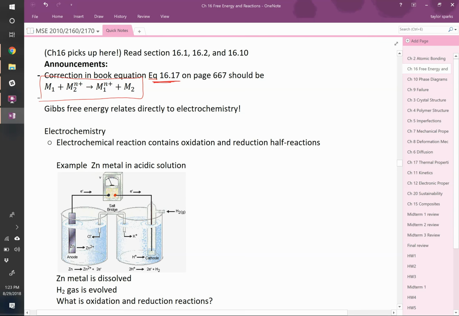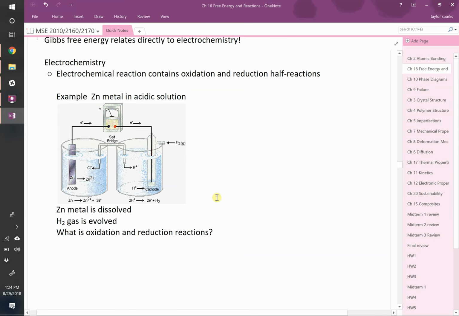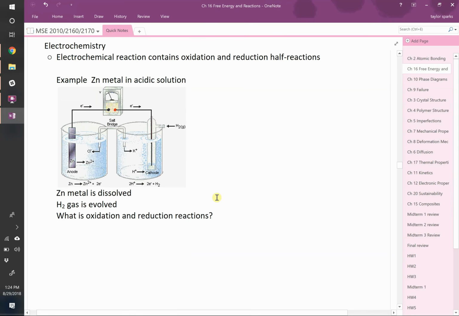Now, why do we introduce this now? Because free energy and electrochemistry are surprisingly, I think even shockingly, related. They're so similar. What is electrochemistry? It's a reaction where you have both an oxidation and a reduction, and there's typically either a voltage driving this or a voltage that's spontaneously produced.